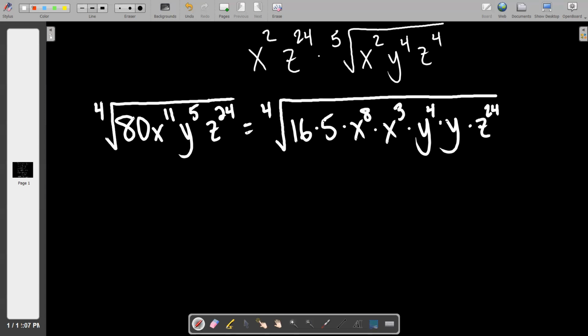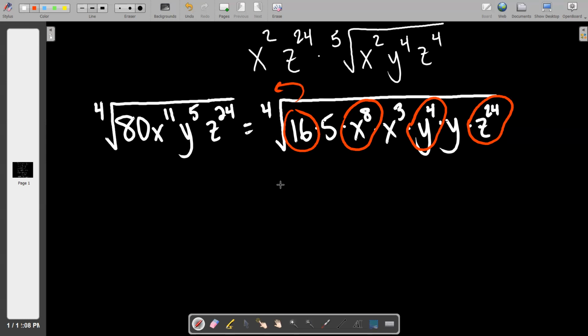So I'm going to go through now and I'm going to circle anyone that can be fourth rooted. Like 16 is a good guy. X to the 8th is a good guy. Y to the 4th is a good guy. And Z to the 24th. This helps you on both ends now of what you have to do. A, it helps you to identify the jailbreaks, and B, it helps you to identify who's going to get stuck back in when you're done.